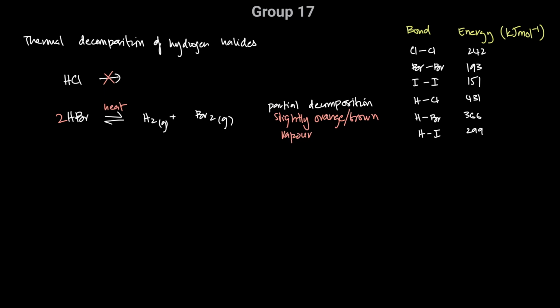On the other hand, hydrogen iodide will decompose the most easily, because the bond between hydrogen and iodine is the weakest of the three hydrogen halides. In this case, we're going to form hydrogen again and iodine vapor. The observation here will be that we're going to see purple vapor form. And you're going to see a fairly dark purple color because you'll have almost complete decomposition.